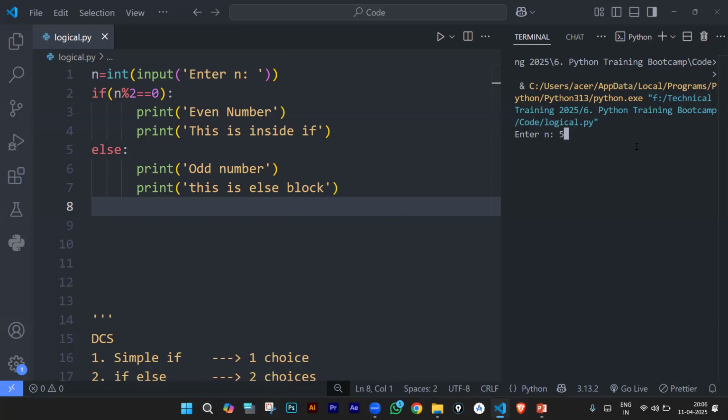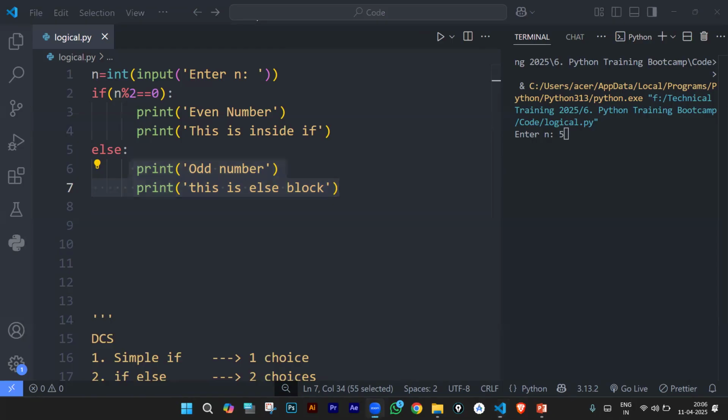Let us say I enter five. Is five an even number or an odd number? Five is an odd number. How are we figuring it out? We are checking if it is divisible by two. If it is divisible by two, the remainder is zero. It's not divisible, so we'll get remainder one. So the condition becomes false. So it is going to go ahead and execute else block.